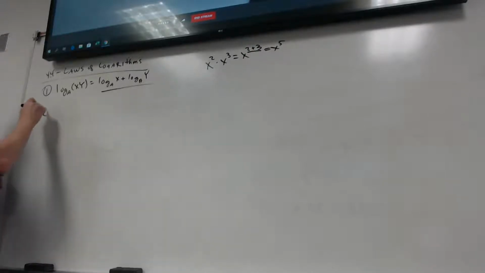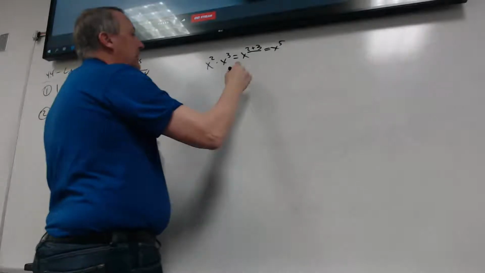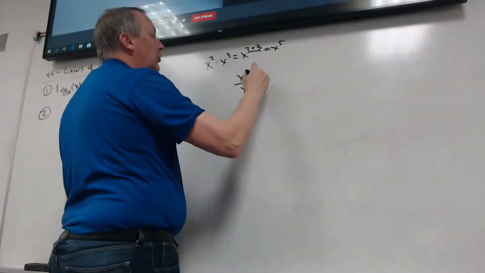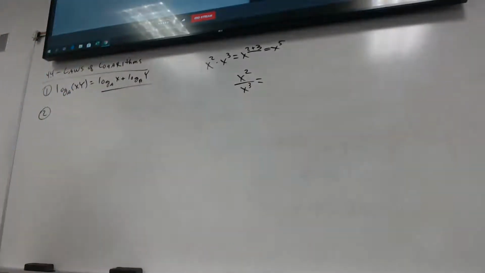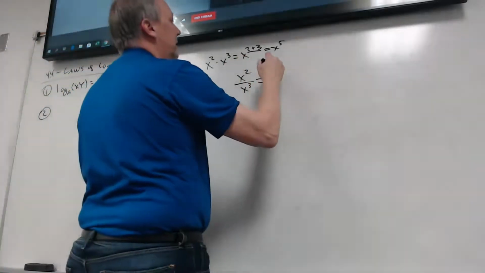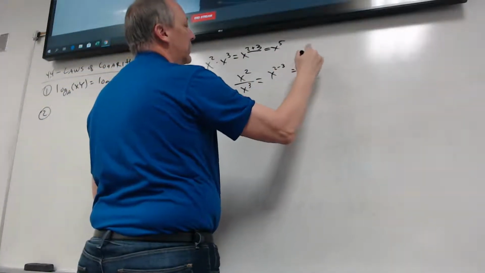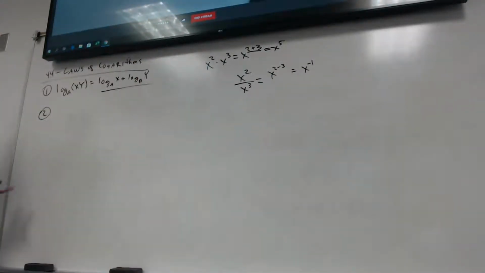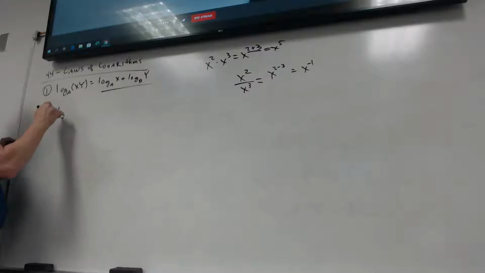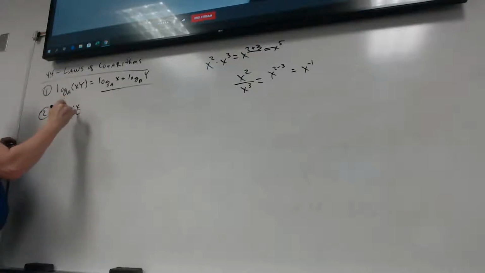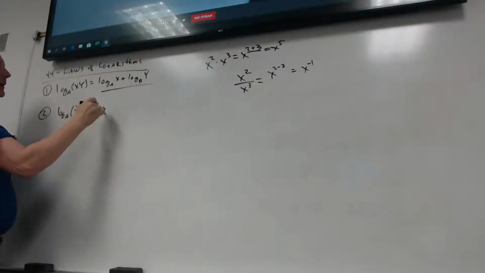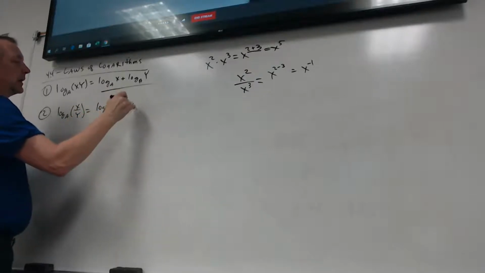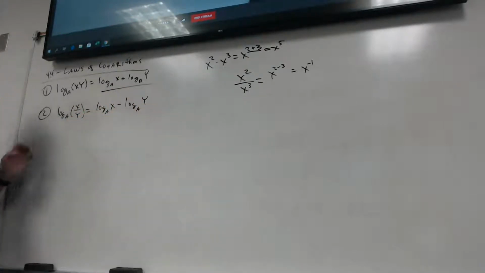Then rule number 2: if I had x squared over x cubed, what do I do with the exponents in that case? You would subtract them. That would be the same thing as x to the 2 minus 3, which would equal x to the minus 1. So in this case, it's going to be the same way with logs. Log base a of x divided by y equals log base a of x minus log base a of y.